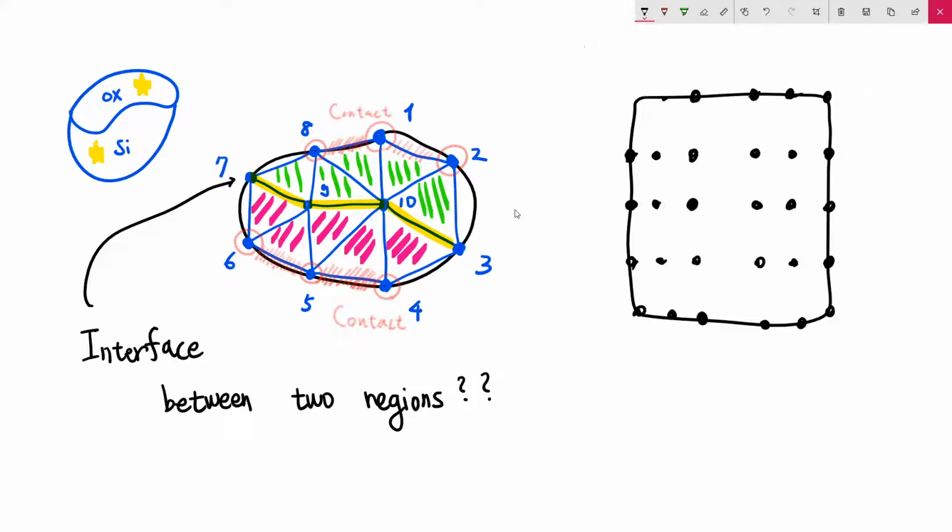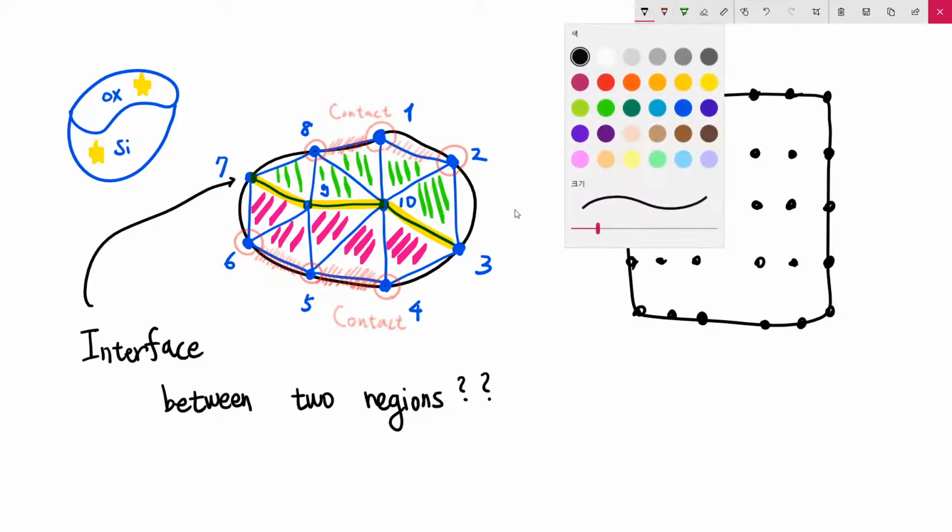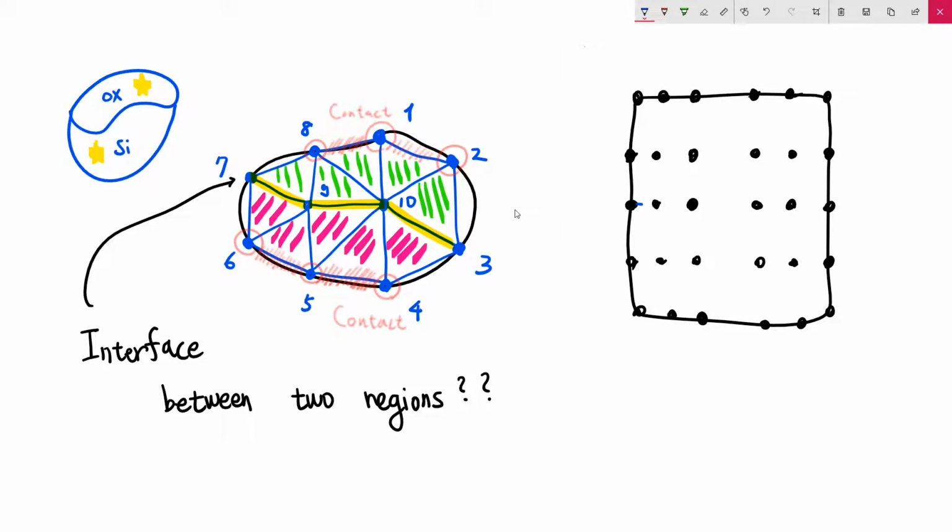Why don't we consider a system like this? So now in this case we have region boundary like this, and we have several triangles. Yes, so almost close to the structured one.